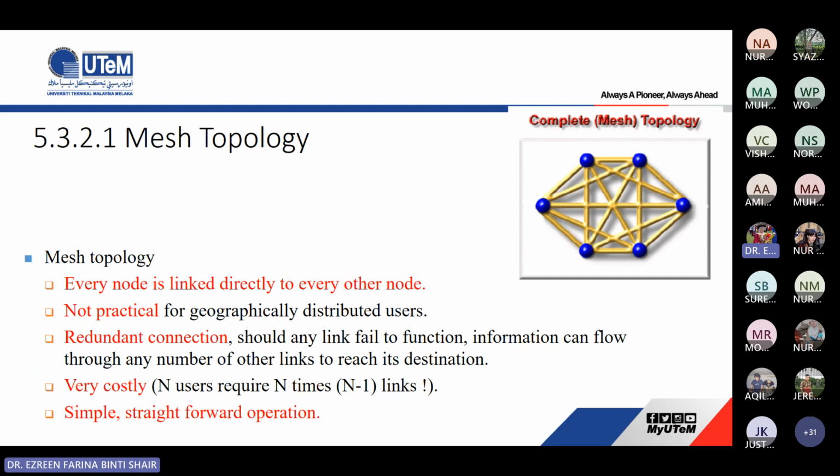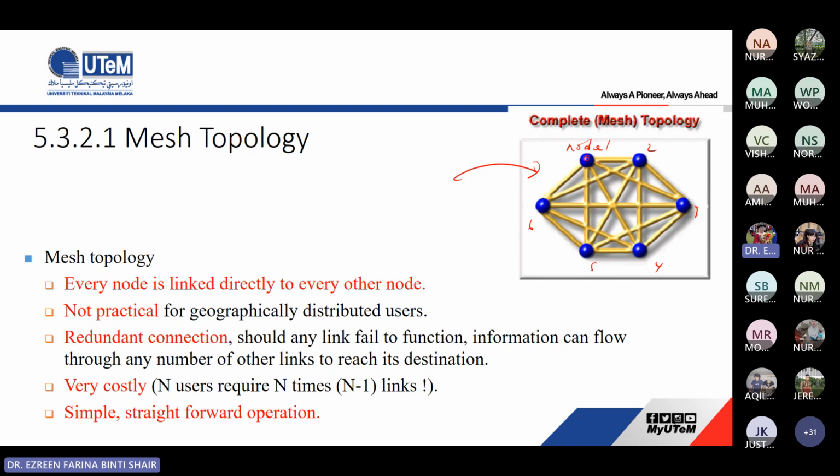Okay, so the first type of topology is the mesh topology. This is an example of the connection of the mesh topology. The blue dot here, we call it a node. Over here we have 1, 2, 3, 4, 5, 6 nodes. In mesh topology, every node is linked directly to every other node.